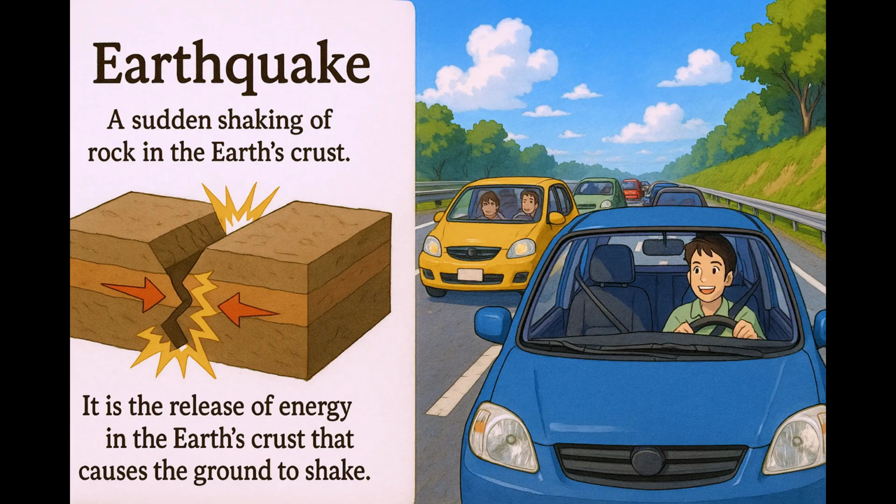When the car is finally moved, traffic surges forward, much like how the sudden release of built-up stress in the Earth's crust causes the ground to shake during an earthquake. In both scenarios, tension builds up due to an obstruction, and when released, there's a rapid movement that follows, be it cars surging forward or rocks shifting along a fault line.